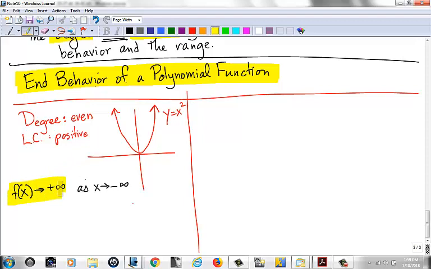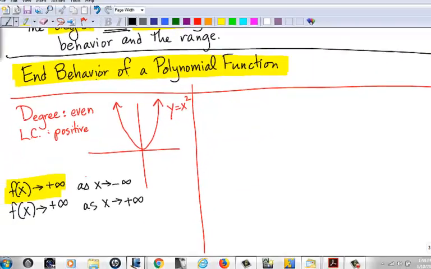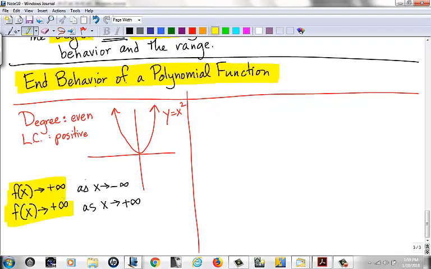Okay? And f of x, what does it go to as x goes to positive infinity? As you go out far to the right, what's the y value going to? Positive infinity. So all you're really checking is it going up or down? Okay. So those would be your two answers. And that's for any even polynomial and a positive leading coefficient. That will always be true. Okay. If the degree is odd.